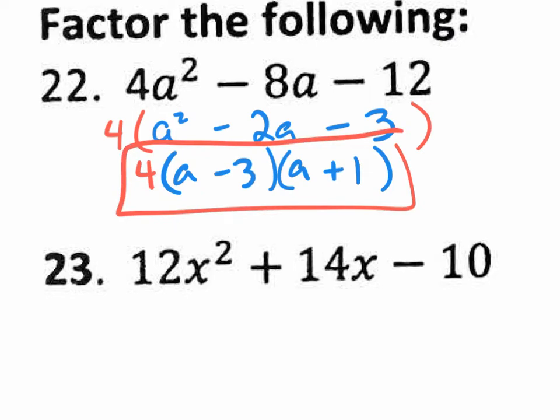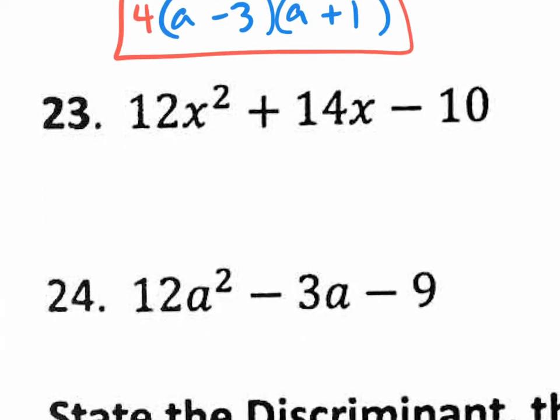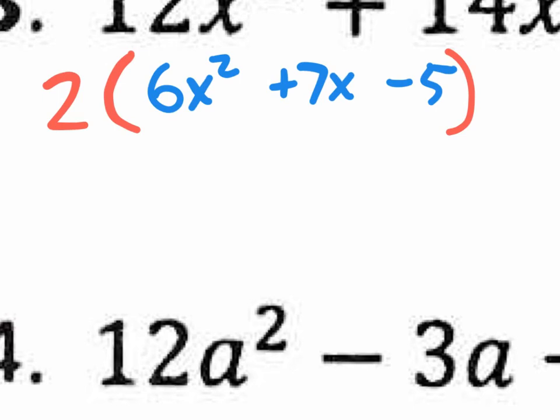So let's do the same thing with 23. Let's pull out a GCF. What's a GCF on 23? 2. We can't pull out a 3 from 10, so yeah, 2 is the greatest common factor. And what would we have left over if I pull out a 2? 6x squared plus 7x minus 5. Now, unfortunately, right here in the middle, we still have an a value, which means we're going to have to do the longer process of multiplying a times c.